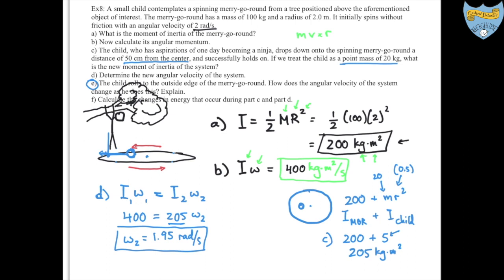So your answer for this one, how does the angular velocity of the system change? He's moving outwards. The moment of inertia is therefore increasing as his distance from the pivot goes up. Therefore, based on what we know, if the moment of inertia goes up, the angular velocity should go down. The angular velocity will go down as the child rolls to the outside edge.